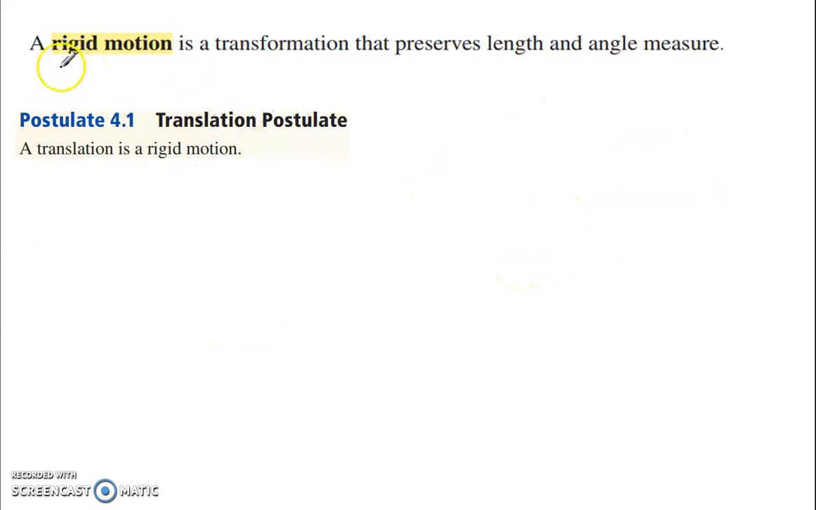All right. The term rigid motion, when I showed you the chessboard, that knight didn't change its shape, its size, it didn't flip around or do anything like that. That was a rigid motion. It preserves length and angle measure. So translation is a rigid motion. That's the translation postulate. So if you have a triangle and you translate that, the new angles are the same. The new sides are the same. So lengths are preserved and angles are preserved.